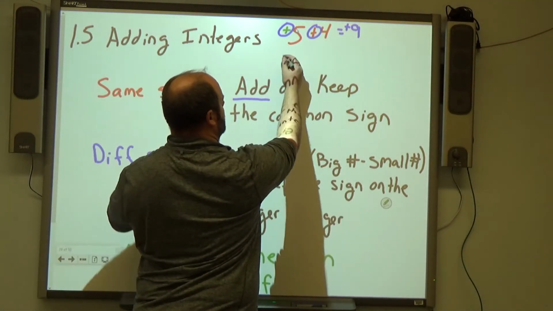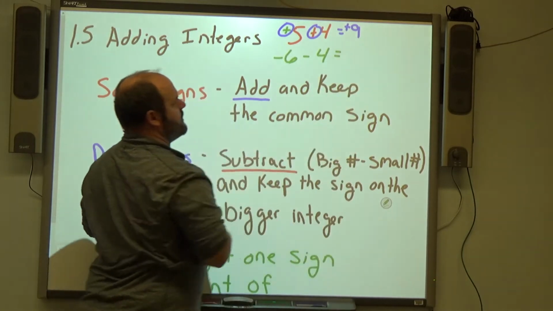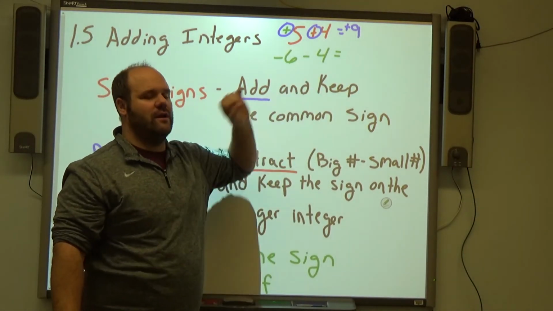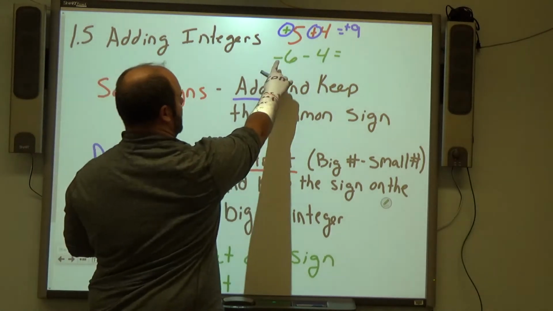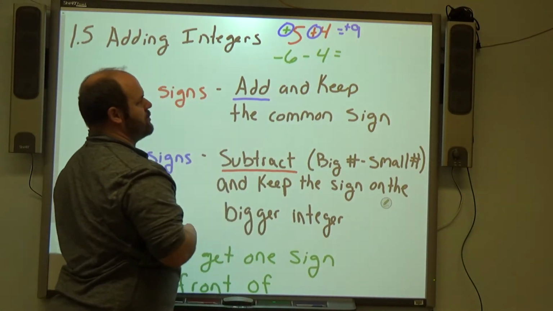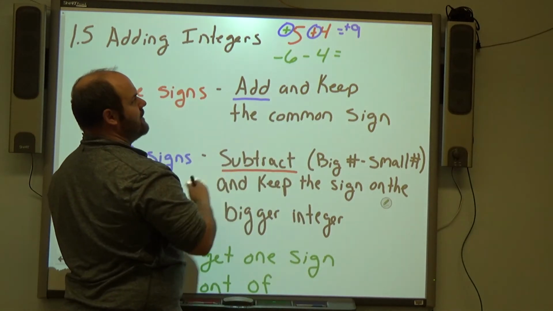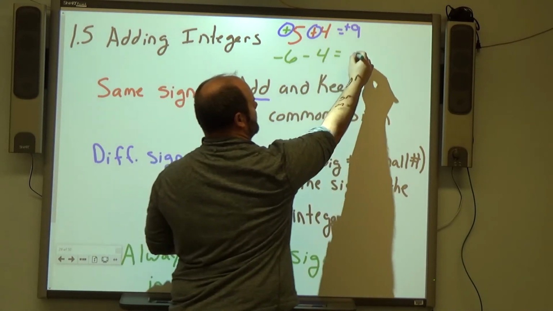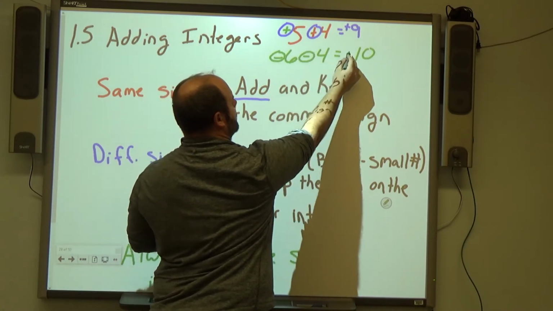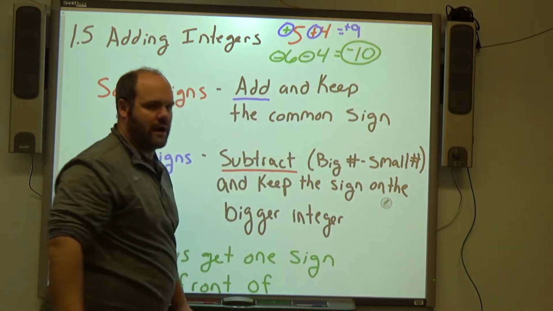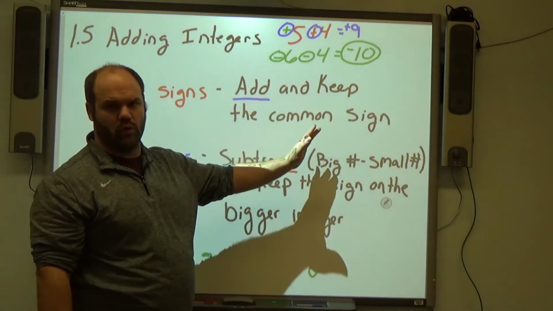And I know I don't have a lot of room here, but what if we have this? They're the same signs. Yes, this is a subtraction, but we also treat it as a negative. So we have two negative signs: a -6 and a -4. Your rules say add the numbers and keep the common sign. So 6 plus 4 is 10, and the common sign this time is a negative. So you're going to have a negative 10. Very simple if you follow your rules.